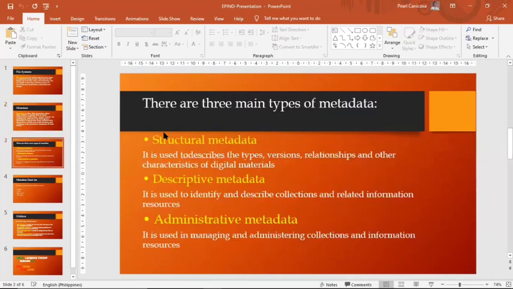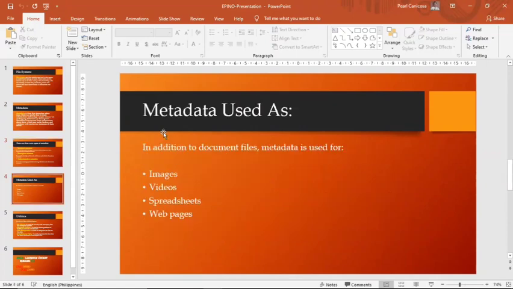Structural metadata. It is used to describe the types, versions, relationships, and other characteristics of digital materials. It is also used for managing and administering collections and information resources. Descriptive metadata. It is used to identify and describe collections and related information resources. Metadata is used in addition to document files, images, videos, spreadsheets, and web pages.